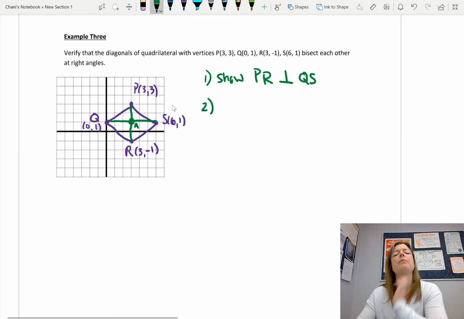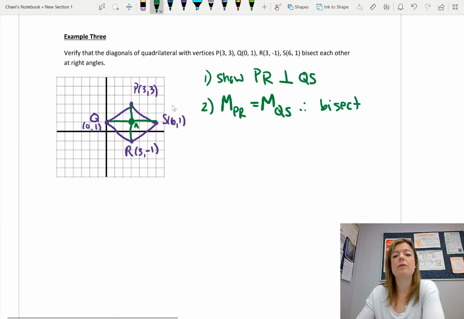Now, how can we prove that the diagonals bisect each other? Well, if the midpoint of PR is the same as the midpoint of QS, then that means, in other words, they're the same point. So the midpoint is the same point, then that means they bisect each other. So all we have to do is show that their midpoints are the same. So that's something good to know for other questions that will come up in your textbook.